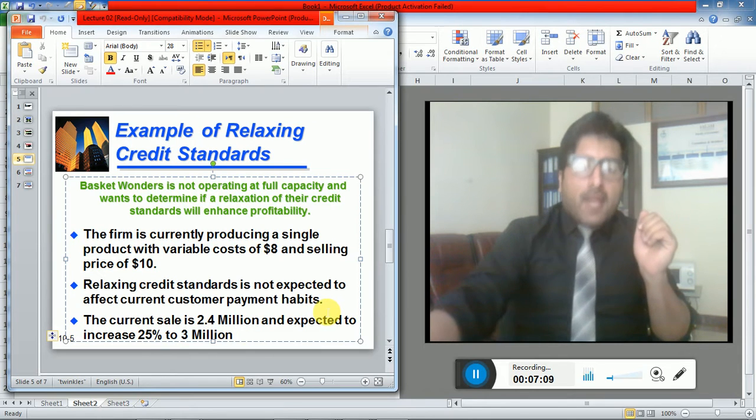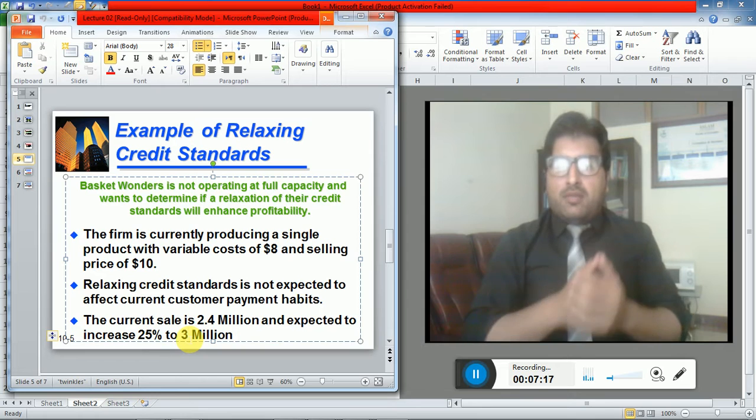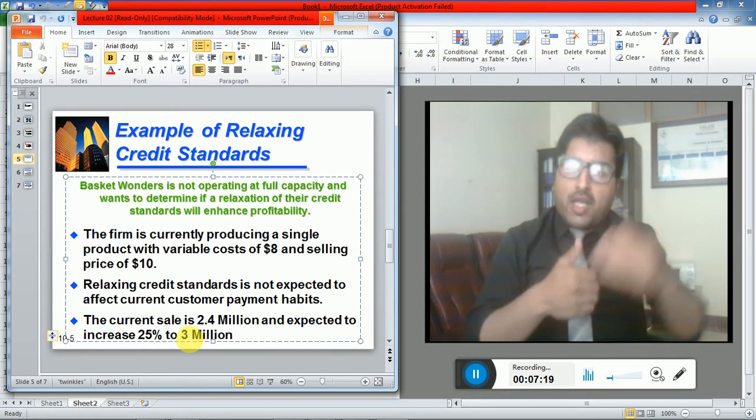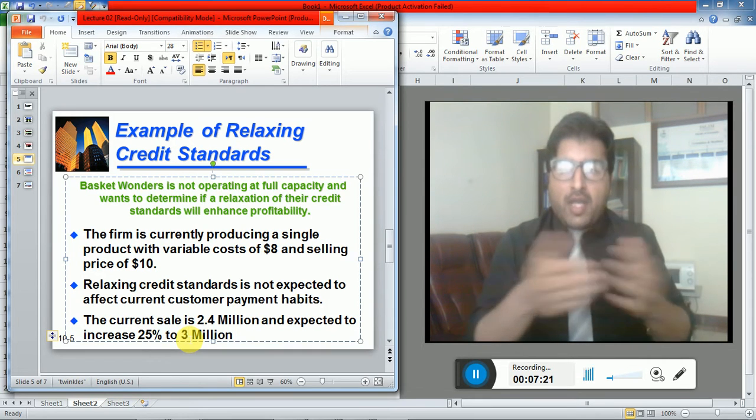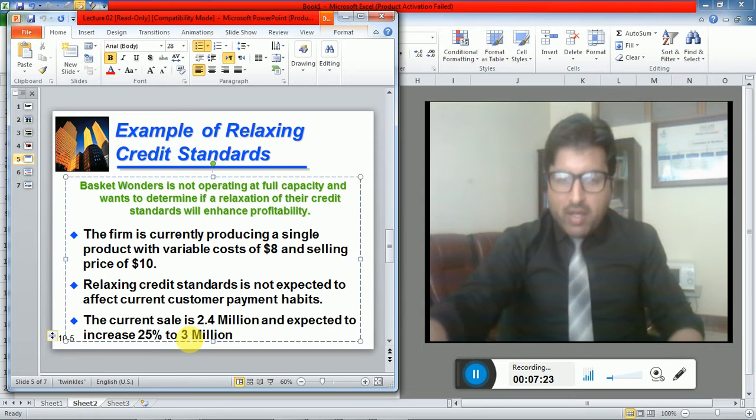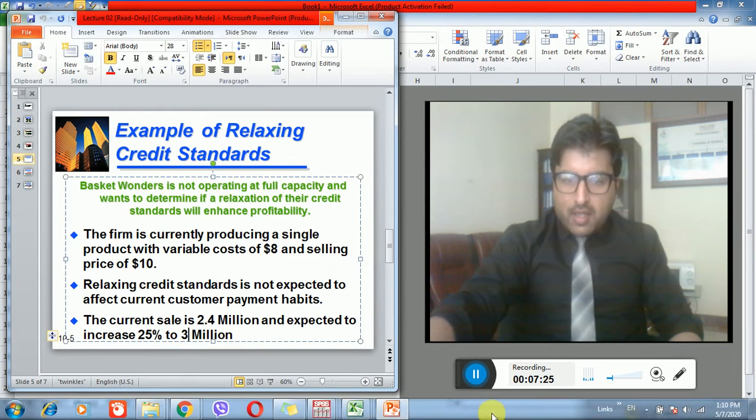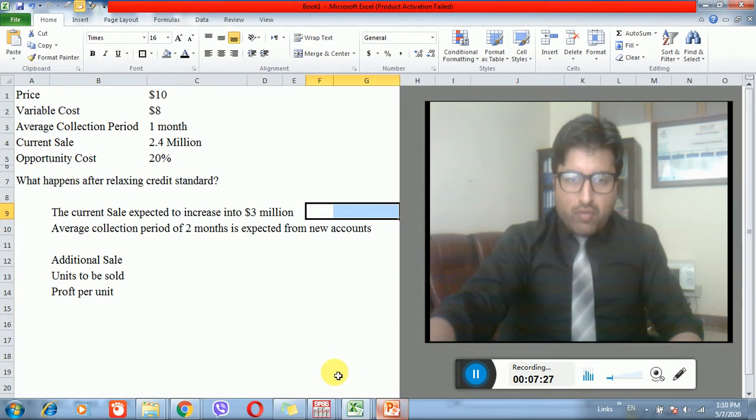Okay, and the current sale is 2.4 million and expected to increase by 25% to 3 million. It means what happened? The current sale will increase to 3 million. Okay, let me do it with a numerical exercise. Then inshallah this will be clear for you.